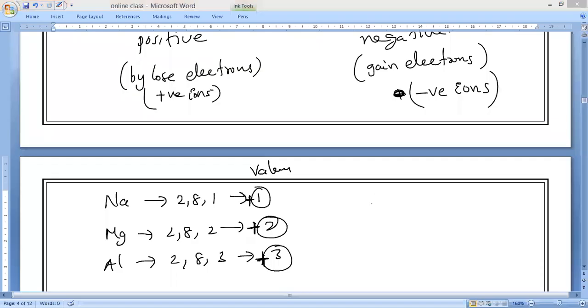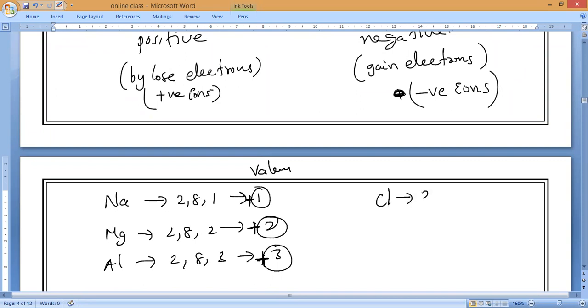Plus 3. Plus 3. The same way, if we take negative ions, examples, can anyone say? One is chlorine. What is the valency of chlorine? 2, 8, 7. So valency is -1. Understanding?